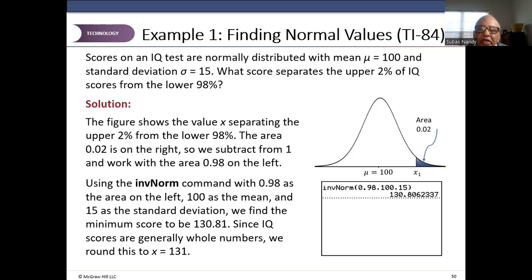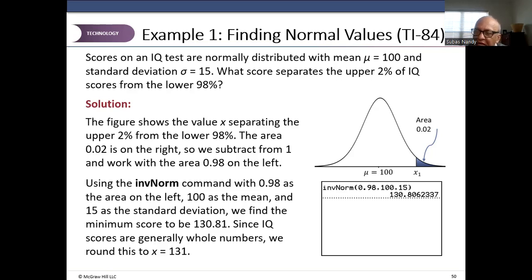We have to work with the area to the left of the unknown X value. So we have to plug in 0.98, not 0.02, which is the area on the right. So we go second VARS, 3. Area to the left is 0.98, the bottom 98%. Mean is not 0, mean is 100. Standard deviation is 15.